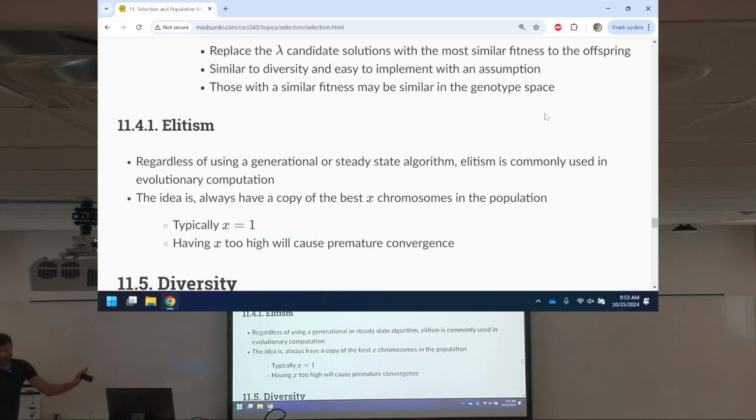And you can experiment with this. If you don't believe me, try it. And you will convince yourself that as you crank X up, you're going to converge way too quickly and you're probably not going to find the best solutions that you could.